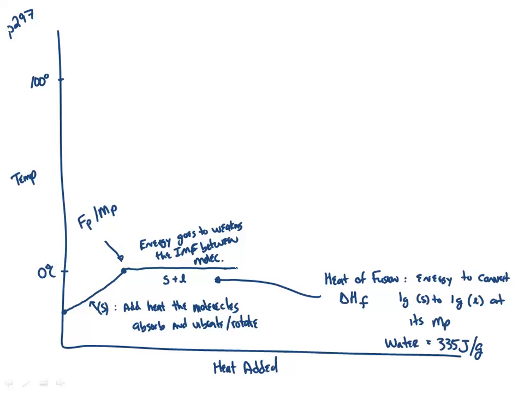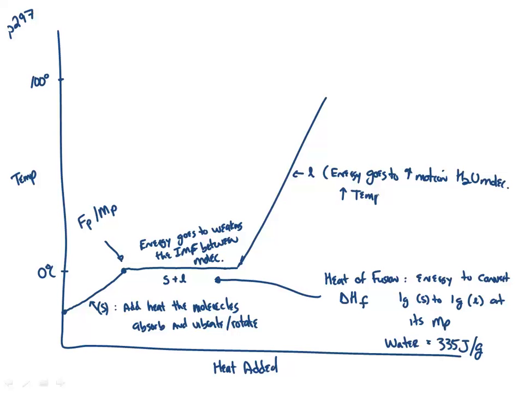Okay, so what happens eventually when all the ice is melted? Yeah, it turns into a liquid, and then all the energy is going to increase the temperature of the liquid. So this is liquid, and basically the energy goes to increasing the motion of the molecules, the motion of the H2O molecules, since we're talking about water. And remember, this applies to anything, right? It's not just water. And that is translated to basically an increase in the temperature.